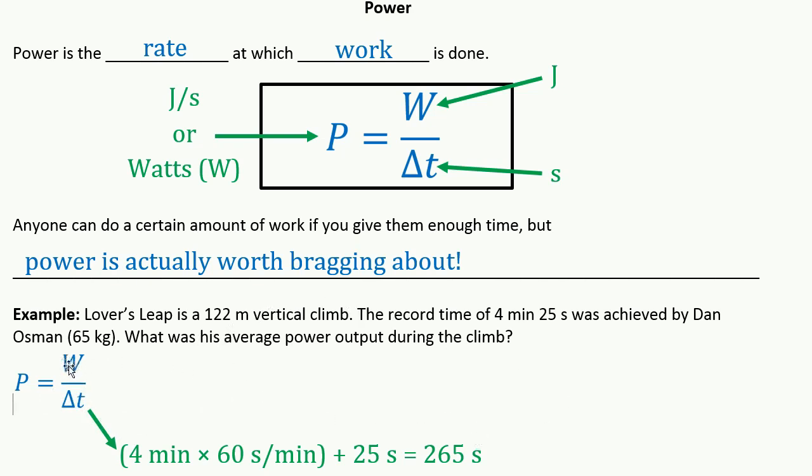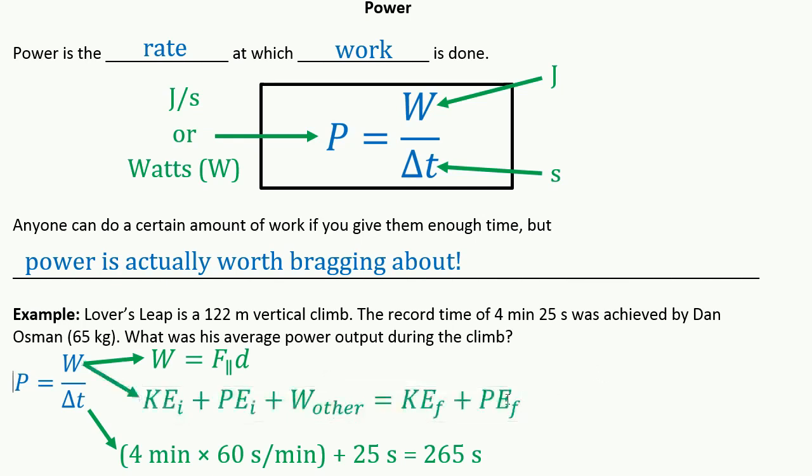Now the work he did. If you looked at your formula sheet, you'd see that we've got two equations at this point that have work in them. One's fairly straightforward. It's the first equation we learned in this unit: work is force times distance. The other one looks a little uglier. It's the one from our last lesson, the law of conservation of energy. Both of them have a W in them. Both of these could be used to calculate work.